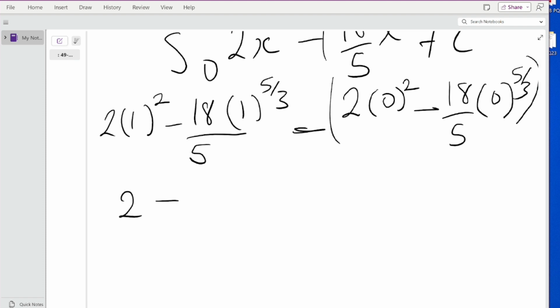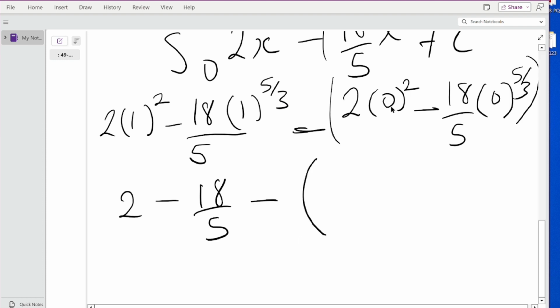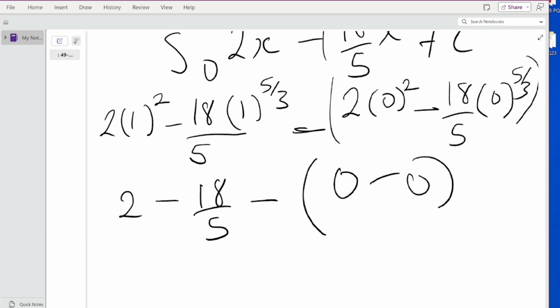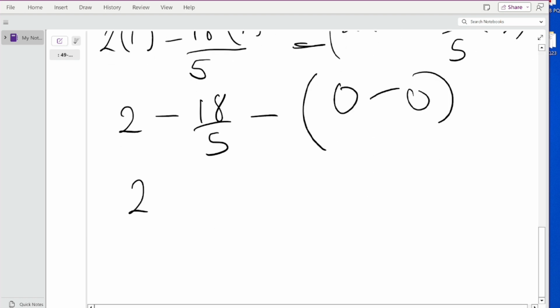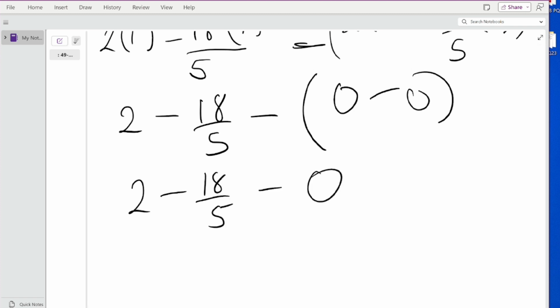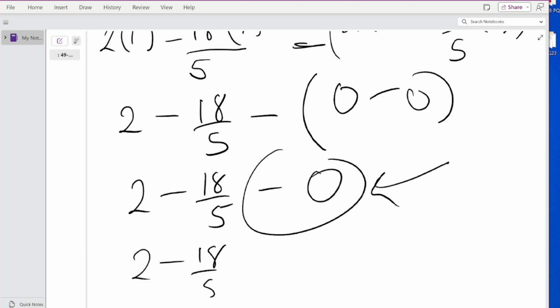So we have, and that same 1 times 18 is 18. We have 18 over 5, minus 0 squared is 0, 0 times 2 is 0, so this turns into 0, then minus cube root of 0 is 0, 0 to the power of 5 is 0, 0 times 18 over 5 is still 0. We have 2 minus 18 over 5, and everything on this other side equals 0. So the value of this disappears. So we have 2 minus 18 over 5.